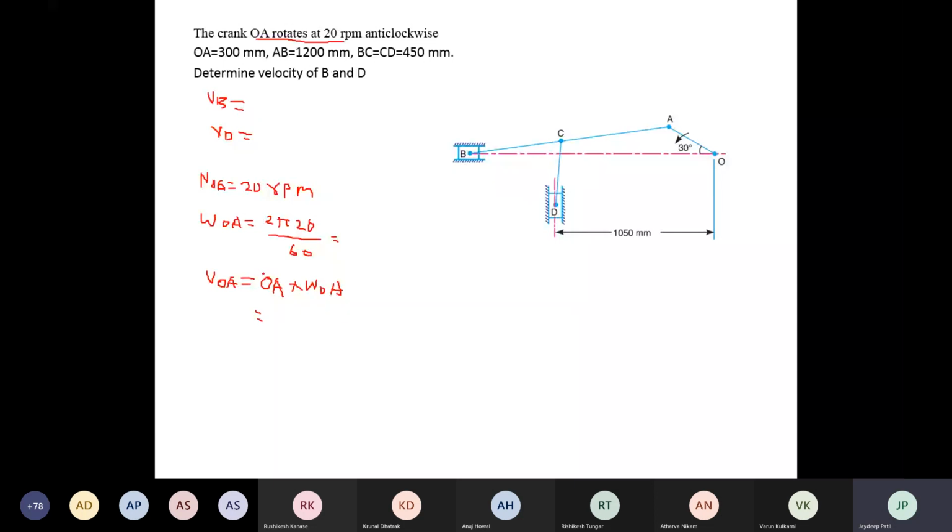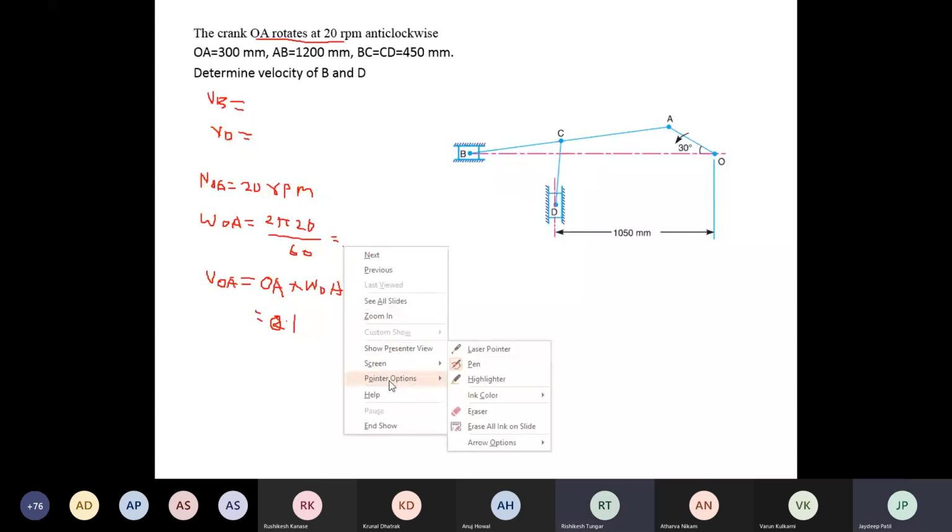What is the answer of this velocity OA? Anyone? 2.1 radian per second. 2.1 meter per second. Velocity OA, not omega OA. 0.63 radian per second. 0.36, omega or velocity? Velocity, sir.